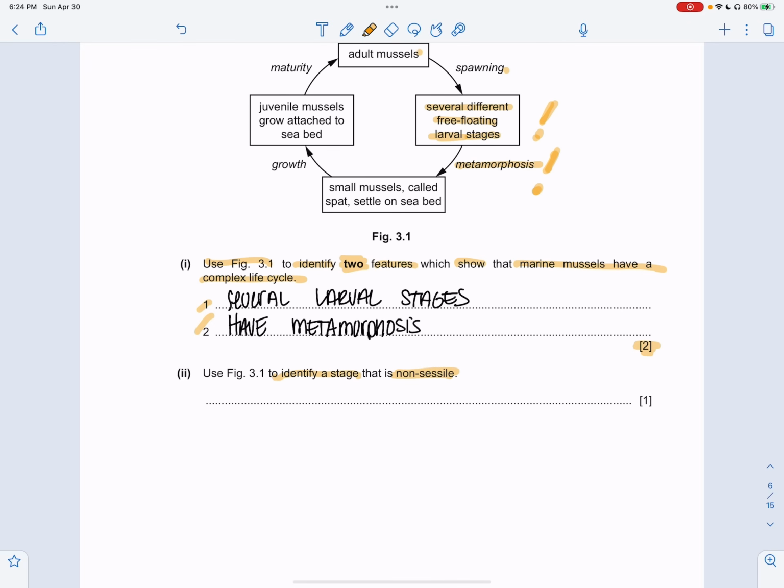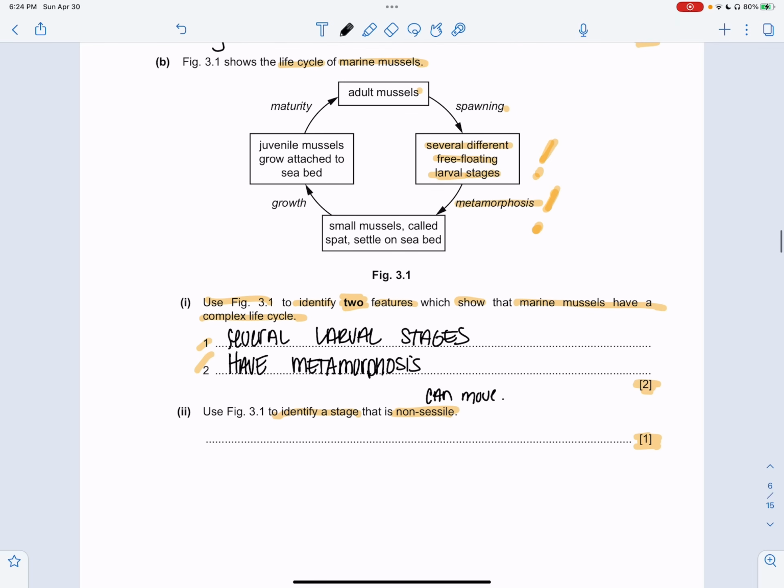Identify a stage that is non-sessile, which means... sessile means that it can't move. So this is saying identify a life cycle stage that can move. If it's sessile, it's sedentary. And this is going to be your free-floating larval stages, because here, settling on the seabed, here they're growing attached. Adult mussels are still attached. So this would be the trochophore or the veliger stages.